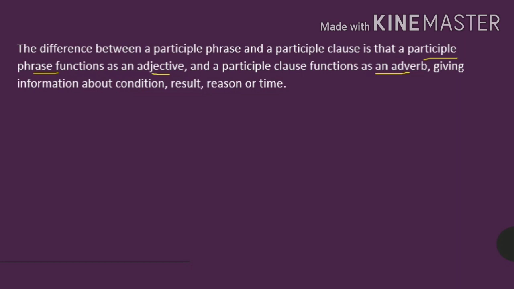A participle clause, whereas, gives a relation between the independent clause and the main clause in terms of condition, result, reason, or time. The main difference is that participle phrases are just the reduced form of participle clauses. We will not have the subject and the verb.